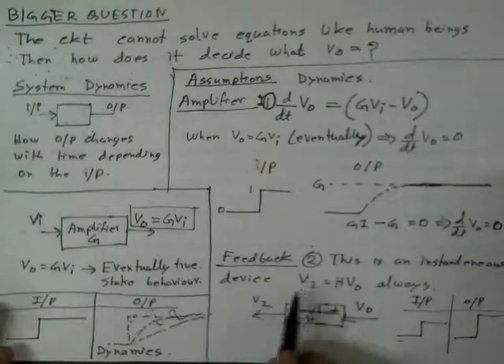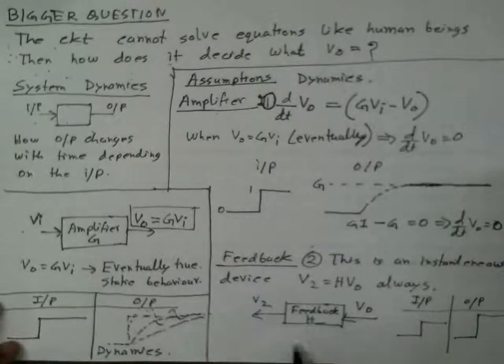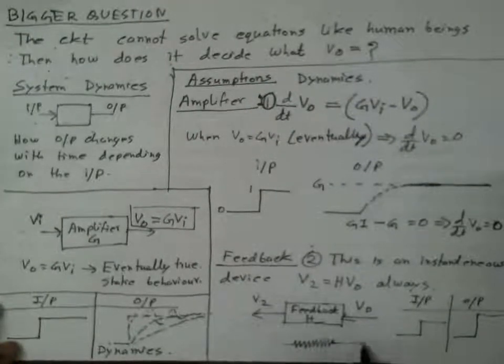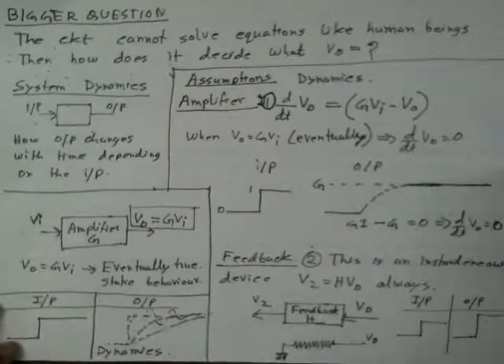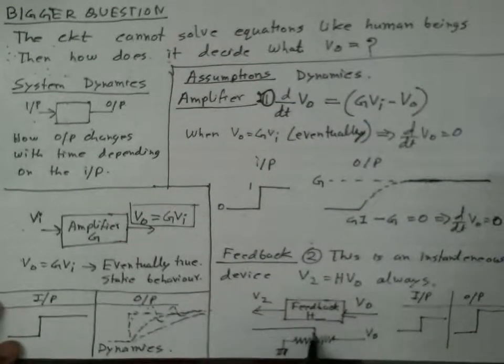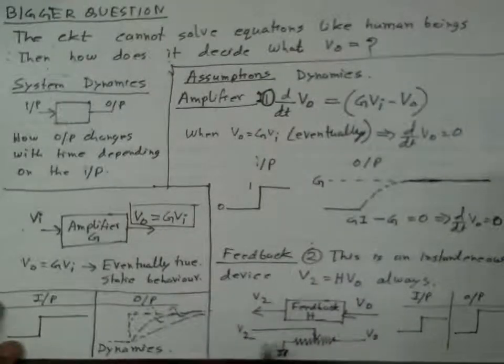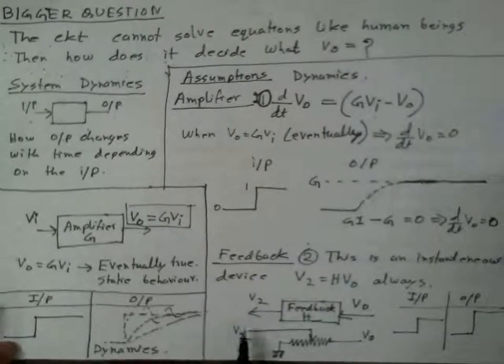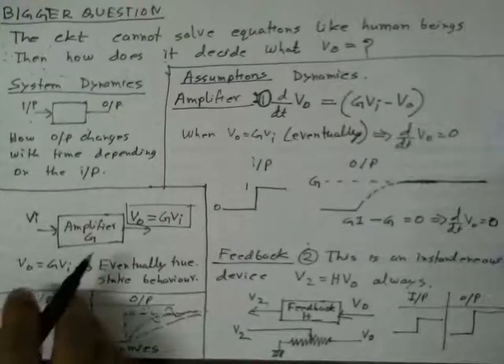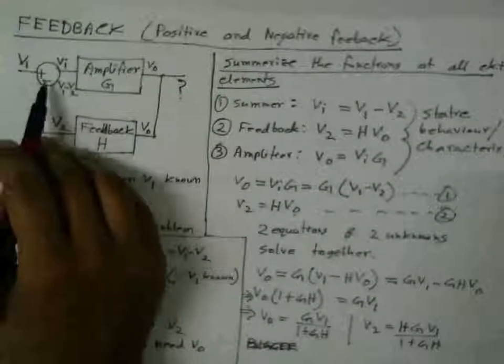So the feedback element is an instantaneous element. You can think that this is just a potential divider, a piece of resistance. This end is connected to V_o, the other end is grounded, and V2 is tapped from here. So this is V2. This is an instantaneous device. The moment you change V_o, at the same moment V2 is changed. That's what we assume.